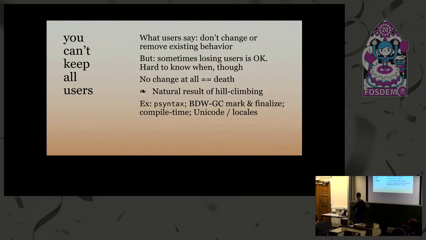But at the same time, you can't keep all your users, right? You're going to change, right? So if you can't take the previous strategy of never changing anything, then you have to say, well, okay, sometimes you have to lose some users. And so you need to know when that's okay. And it's hard to know, right? We've made mistakes in the past. But if you don't change at all, you will reach one of these local maxima, and your project will be dead, right?